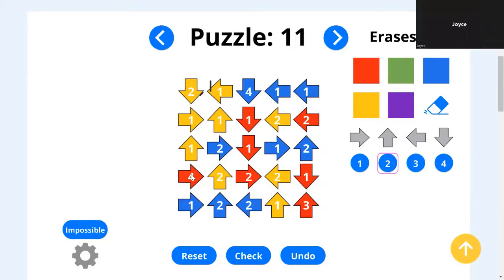I'm confused. I'm also confused. I'm so lost. What is happening? Okay, I'm pretty confused as well. Let me check the rules real quick. We never really read the rules for this, right?